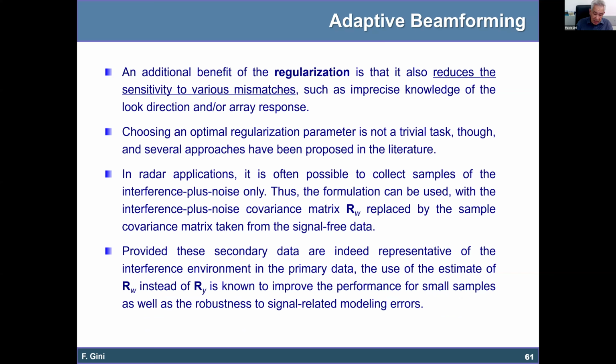And the nice thing is that by introducing this diagonal loading, it has been proved empirically, so experimentally, that the beamformer becomes more robust to any kind of non-ideality. And I will show this through some numerical examples.